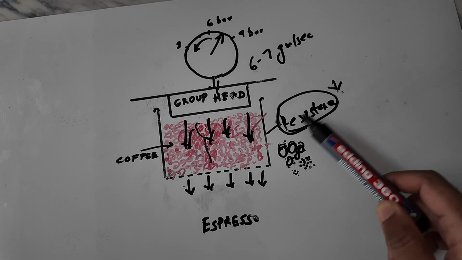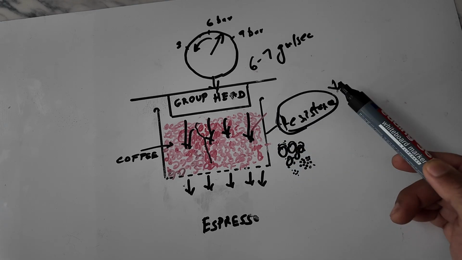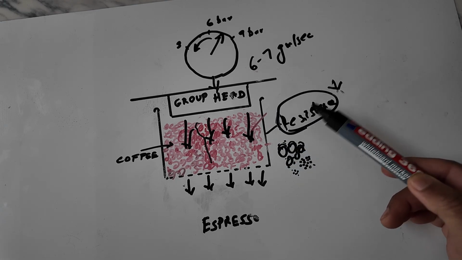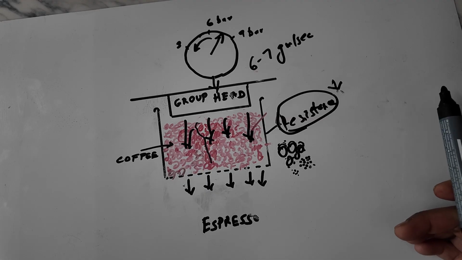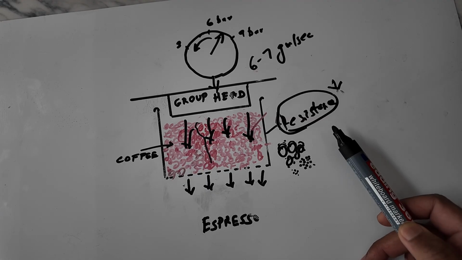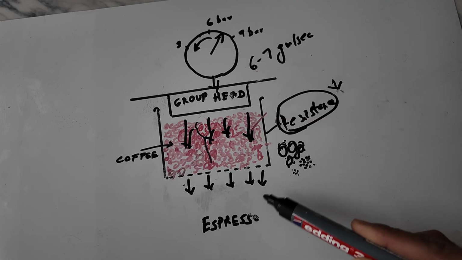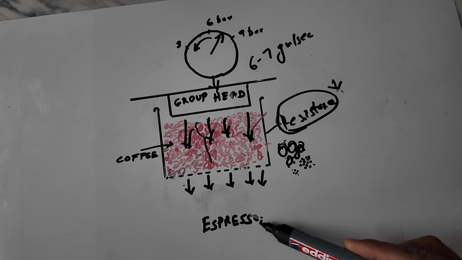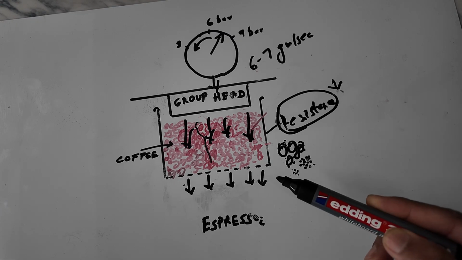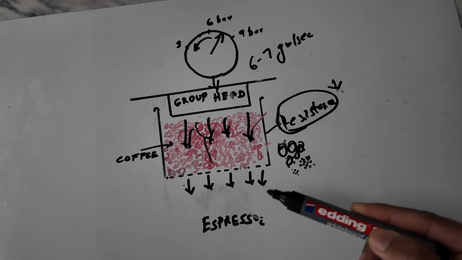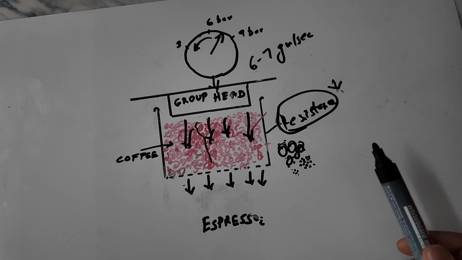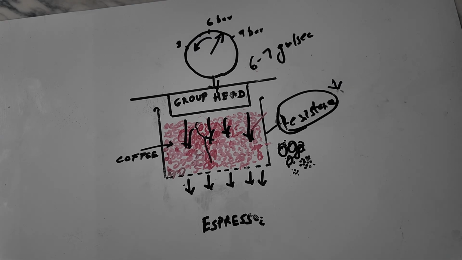And so the resistance of the puck falls very, very quickly, especially if you're using something like a unimodal grinder that doesn't produce a lot of fines. What this means is that the ultimate espresso that you get lacks body. Essentially, it's a hybrid between espresso and a strong filter coffee.